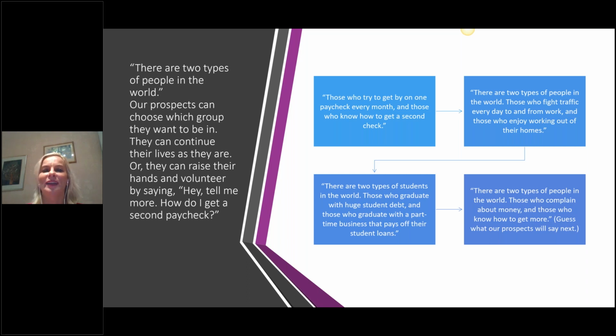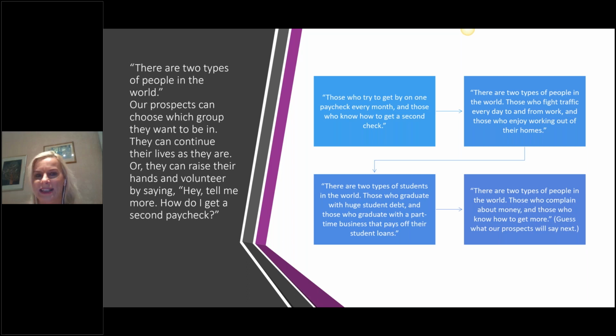Now, there are two types of students in the world: those who graduate with huge student debt, especially in the US and Australia, and those who graduate with a part-time business that pays off their student loans. Which one would you rather be? Another one: there are two types of people in the world: those who complain about money and those who know how to get more.